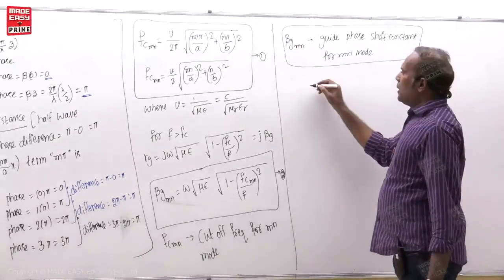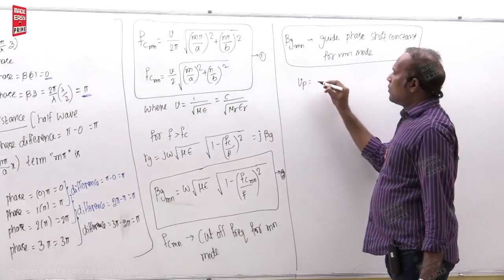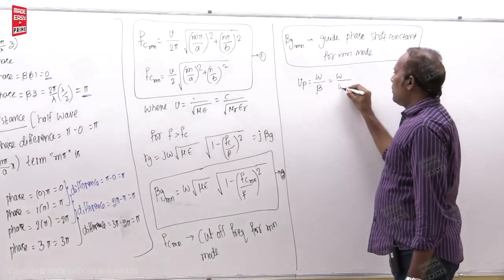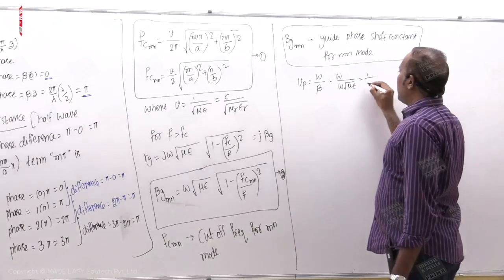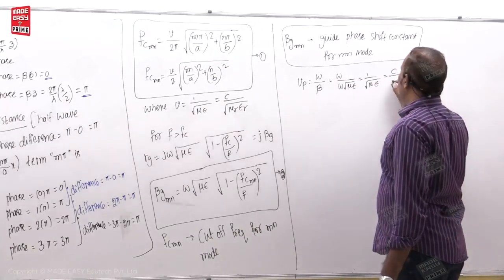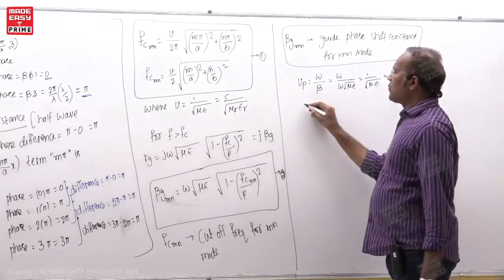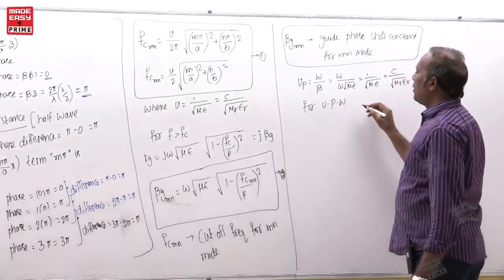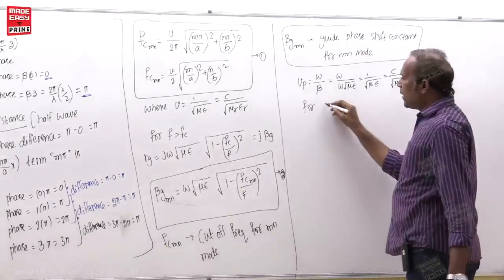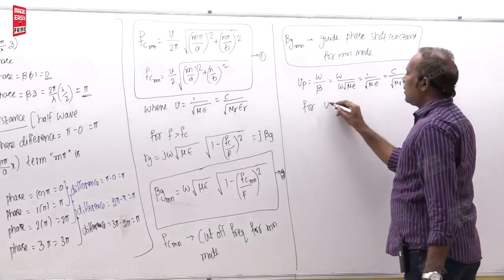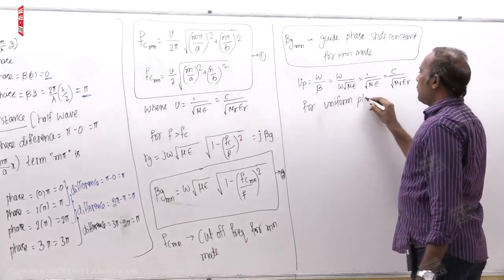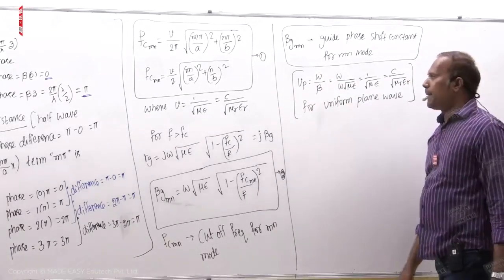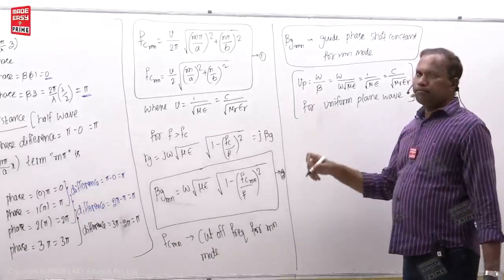You see here students, phase velocity is equal to v is equal to omega by beta, omega by omega root mu epsilon, that is equal to 1 by root mu epsilon, that is equal to c by root mu r epsilon r. This discussion is for uniform plane wave. Uniform plane wave is nothing but unbounded medium. This one is for uniform plane wave. I have kept this in brackets.